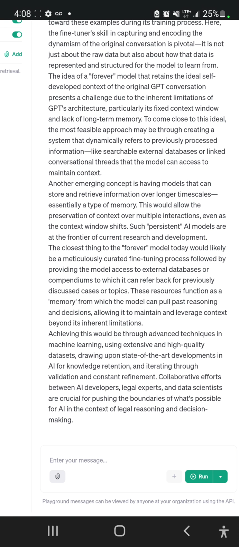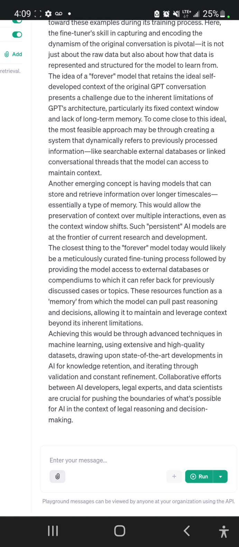Proceeds onwards to state, furthermore, this would be so even as the context window shifts. Such persistent AI models are at the frontier of current research and development. The closest thing to the forever model today would likely be a meticulously curated fine-tuning process, followed by providing the model access to the external databases or compendiums to which it can refer back for previously discussed cases or topics. These resources function as a memory, in essence, from which the model can pull past reasoning and decisions, allowing it to maintain and leverage context beyond its inherent limitations.